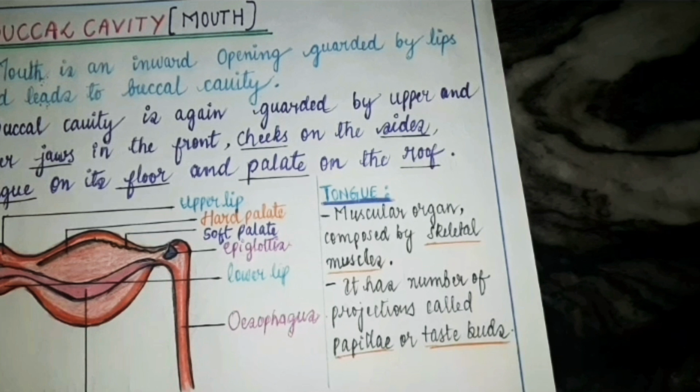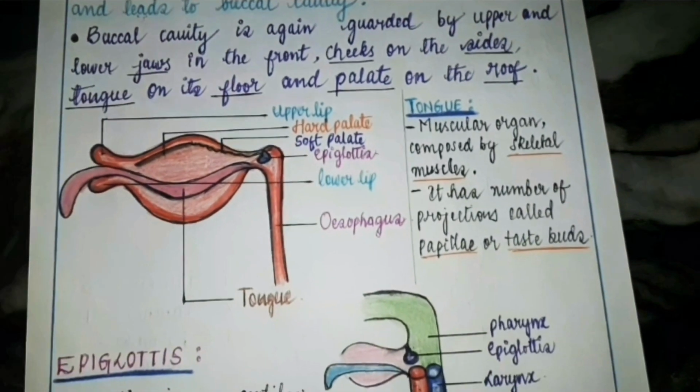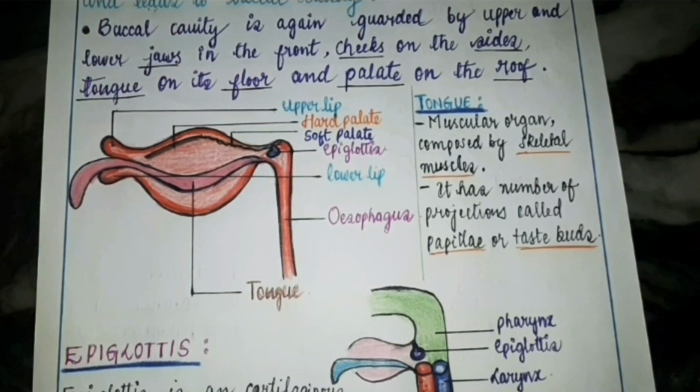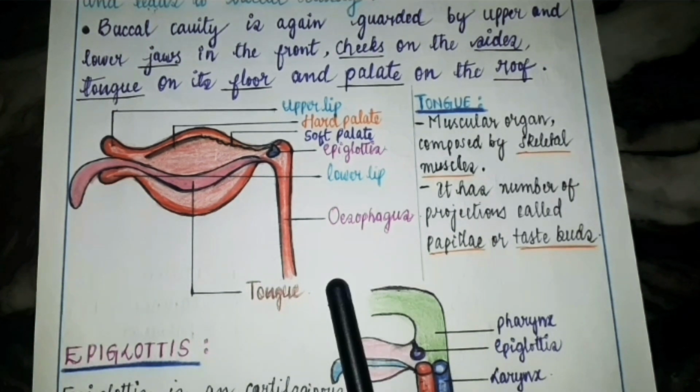The tongue is a muscular organ composed of skeletal muscle. Remember, this is the only skeletal muscle which is not attached to any bone. It has a number of projections called papillae. In the tongue we have a number of projections, right? Those projections are the taste buds. The tongue is the gustatoreceptor. What is a gustatoreceptor? A gustatoreceptor is the organ which senses the taste of the food.